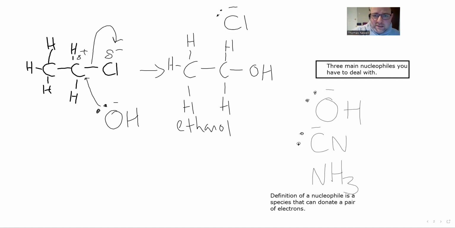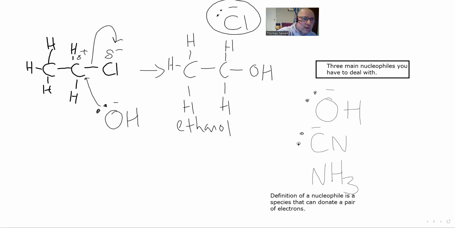Now, what happens to this chloride ion? Well, this depends on where I got my hydroxide ions from. So if my hydroxide ions came from potassium hydroxide solution, then I'm likely to form potassium chloride as a side product.